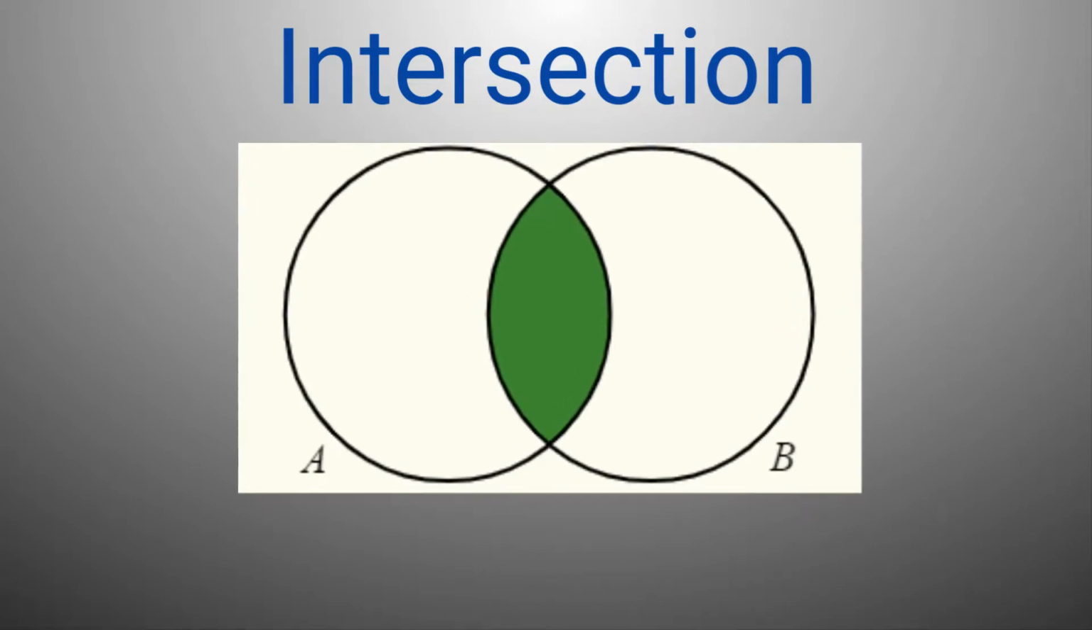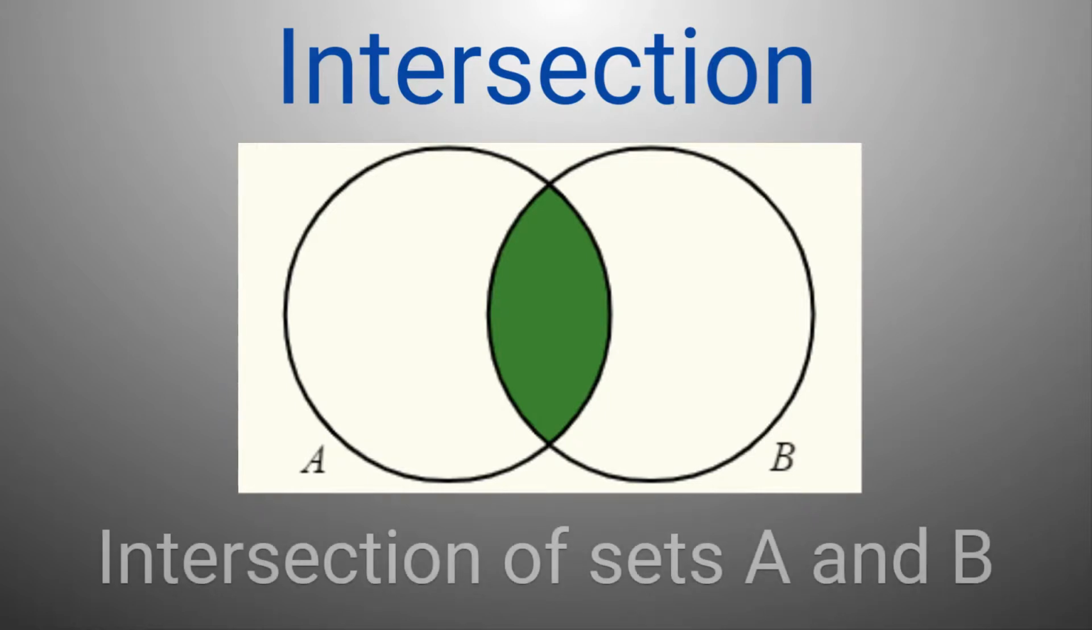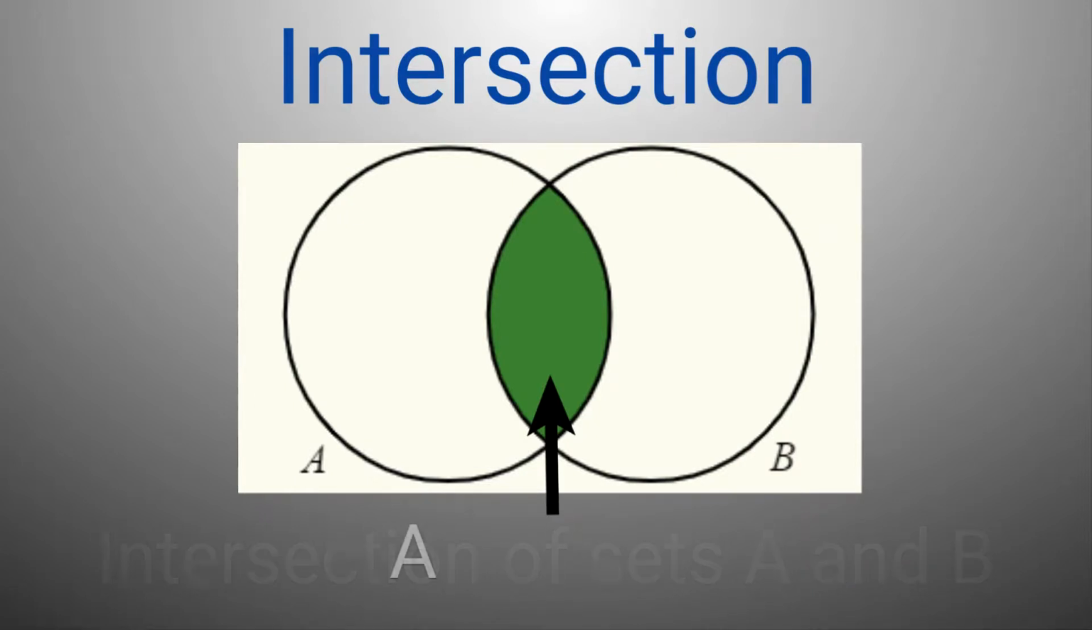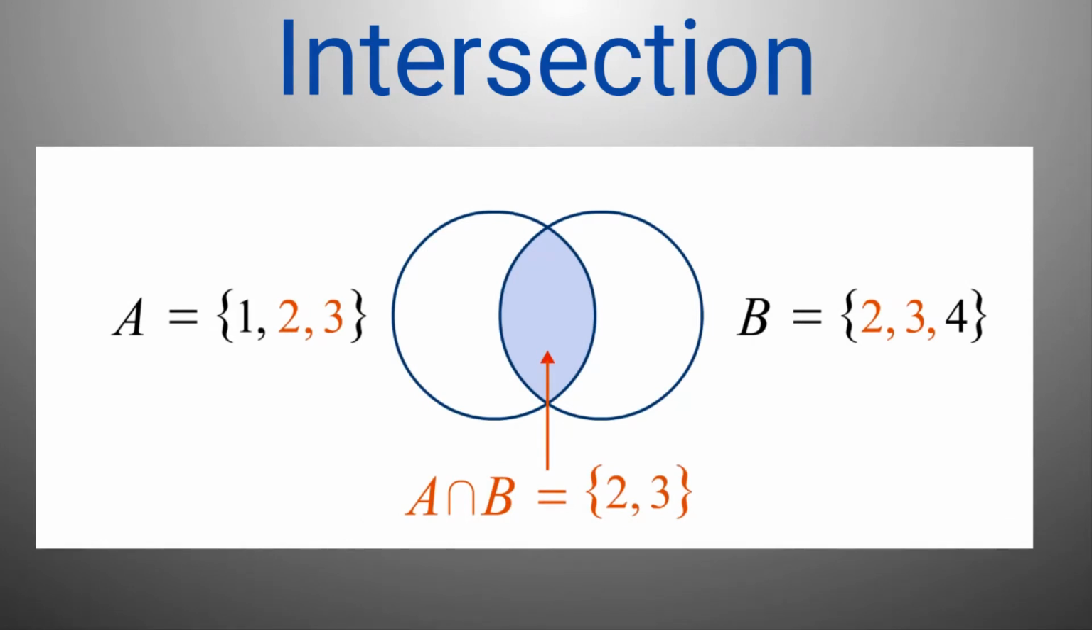If the two circles overlap, this indicates that there are one or more elements common to both sets. The intersecting area represents elements that are members of both A and B. This collection of common elements is called the intersection of sets A and B. We denote the intersection by a symbol which looks like an inverted U. This collection of common elements is a new set.